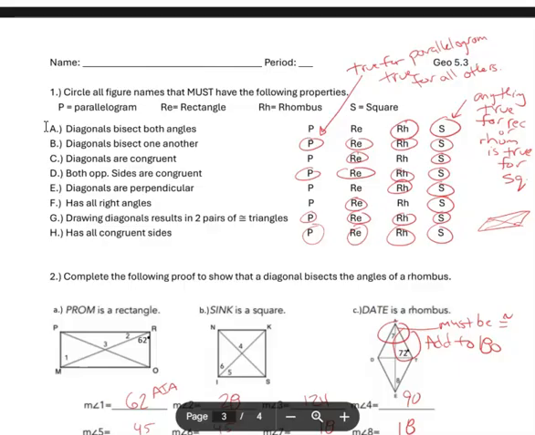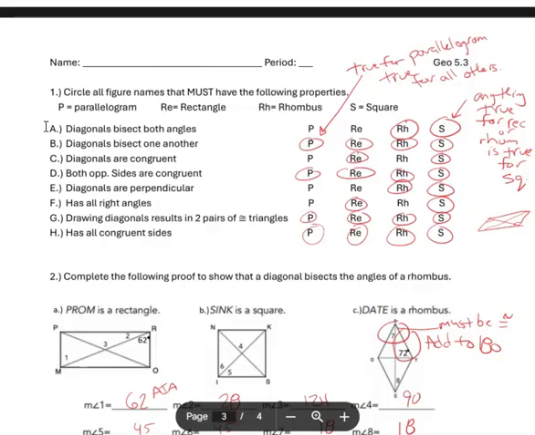Diagonals are congruent. That is going to be true for a rectangle and any other figure that is also a rectangle, which a square is a rectangle. So it's going to be a rectangle and square. Both opposite sides are congruent. That's true for a parallelogram, so all parallelograms will have that property. Diagonals are perpendicular, that's a rhombus, and a square is a rhombus, so it would have it as well. Has a right angle, that's going to be a rectangle, and a square is a rectangle, so it's also going to be circled.